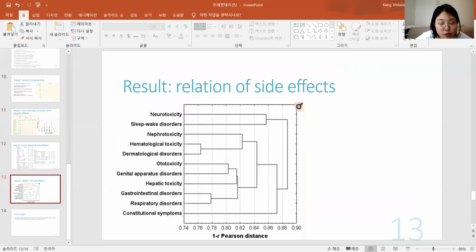Now moving on to the results, which focus on the relation of side effects. Dermatological disorder is related with cytolytic disorders and hematologic toxicity. Gastrointestinal disorder is related with respiratory disorders and ototoxicity, and genital apparatus disorders are associated with ototoxicity and hematological toxicity. Overall, neurotoxicity is associated with sleep-wake disorder, and together with constitutional symptoms, stands out from all other groups.